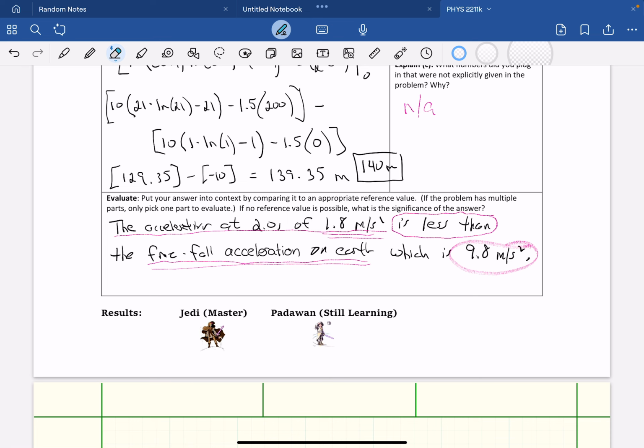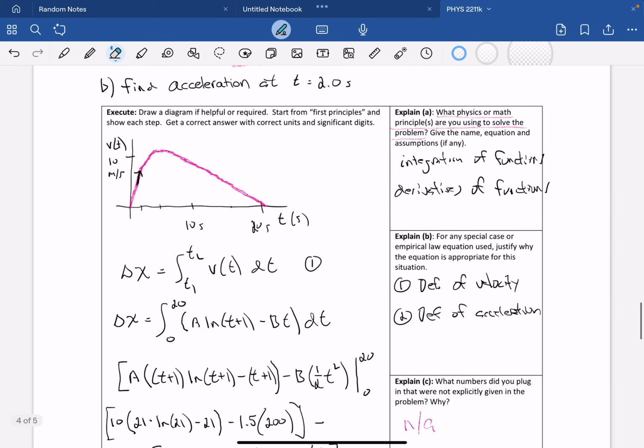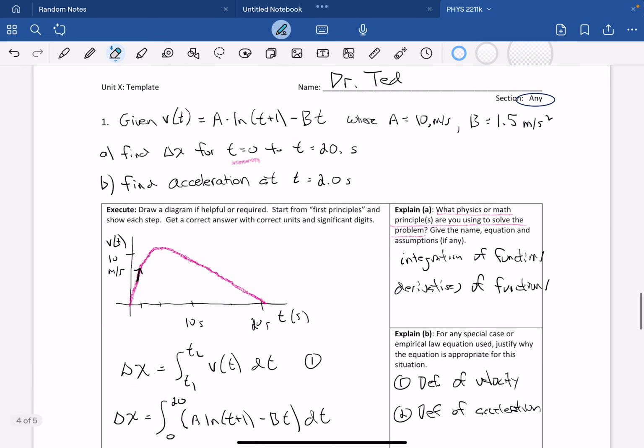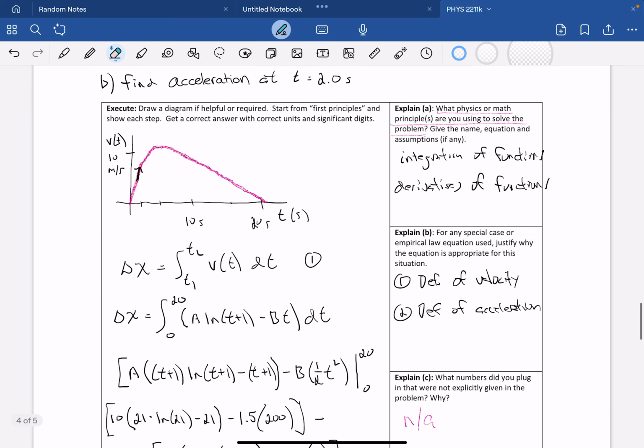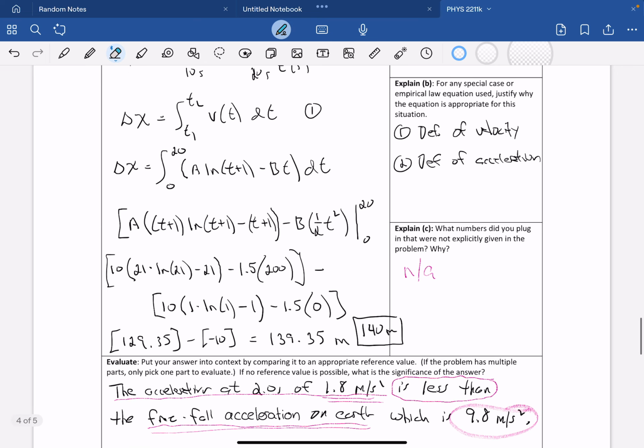All right, so hopefully this video serves two purposes. One is to give you an example of how to solve some of the problems this week, and the other one is to show you how we're going to be solving all of our problems using the execute, explain, and evaluate method.